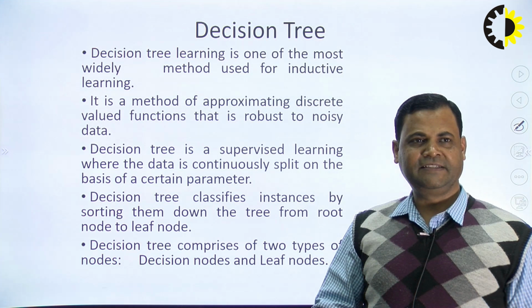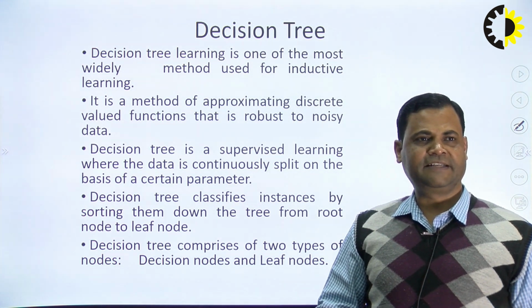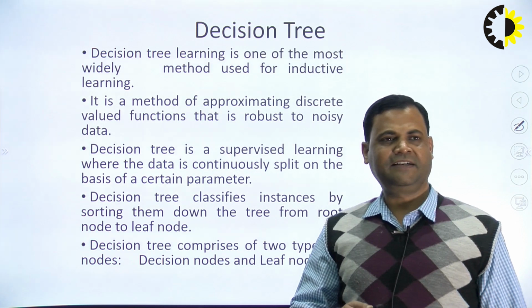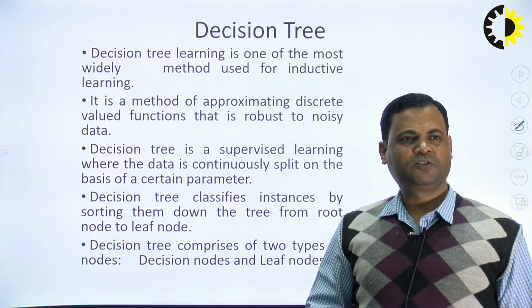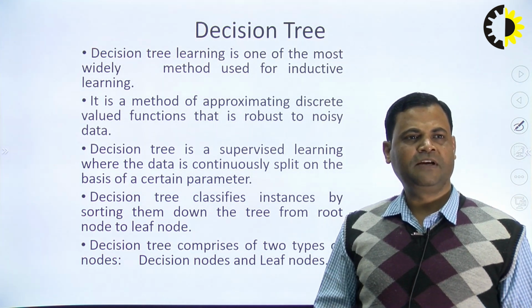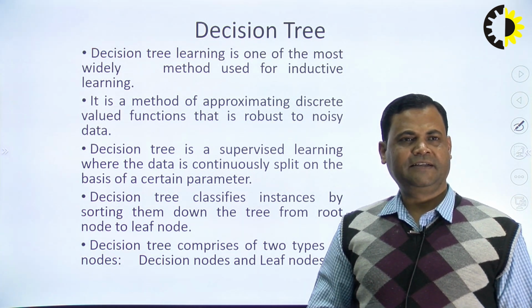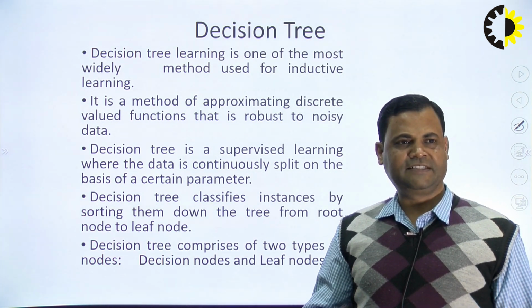So decision tree is basically one of the most widely used methods in the case of inductive learning. It is a method of approximating discrete valued functions that is robust to noisy data. So basically, if we have noisy data, for that particular set of data we can employ the technique that is called discrete decision tree learning. So it is applicable for employing decisions for noisy data. That's why you use the decision tree.